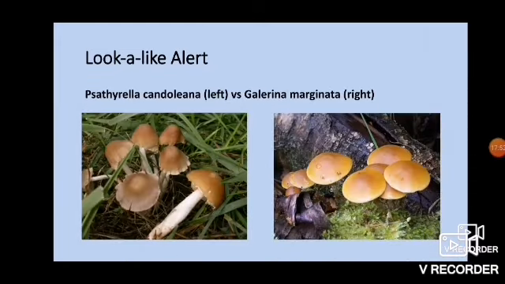And then here we have Galerina marginata, again the funeral bell, not a mushroom that you want to encounter. On the left-hand side, if you do look at that picture, however, I mentioned before that these can be kind of wrinkled in their appearance, and you can see them wrinkled there.